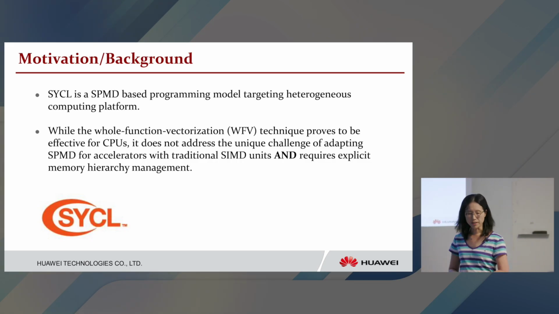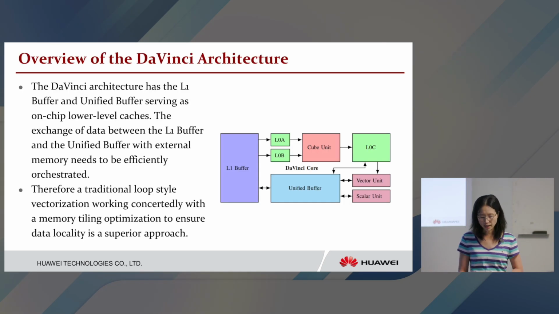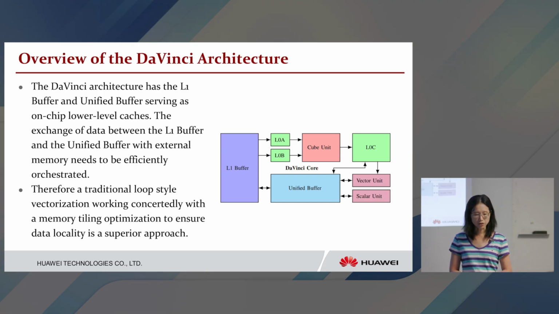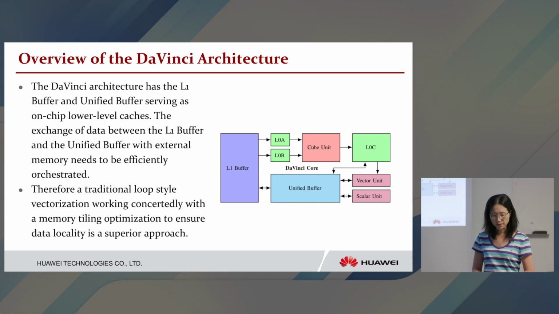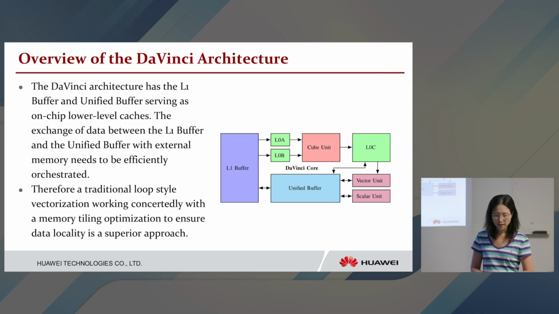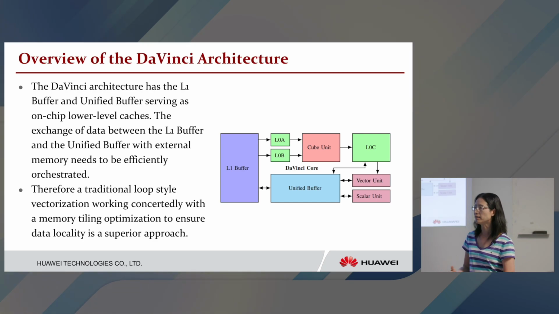Let me explain a little bit what is explicit memory hierarchy management. So that leads us naturally to Huawei's DaVinci architecture. So the DaVinci architecture, as shown in this very simple diagram, has an L1 buffer and unified buffer serving as on-chip lower-level caches. The exchange of data between the L1 buffer and the unified buffer with external memory, the global memory, needs to be efficiently orchestrated by software. So software in this place is the compiler.